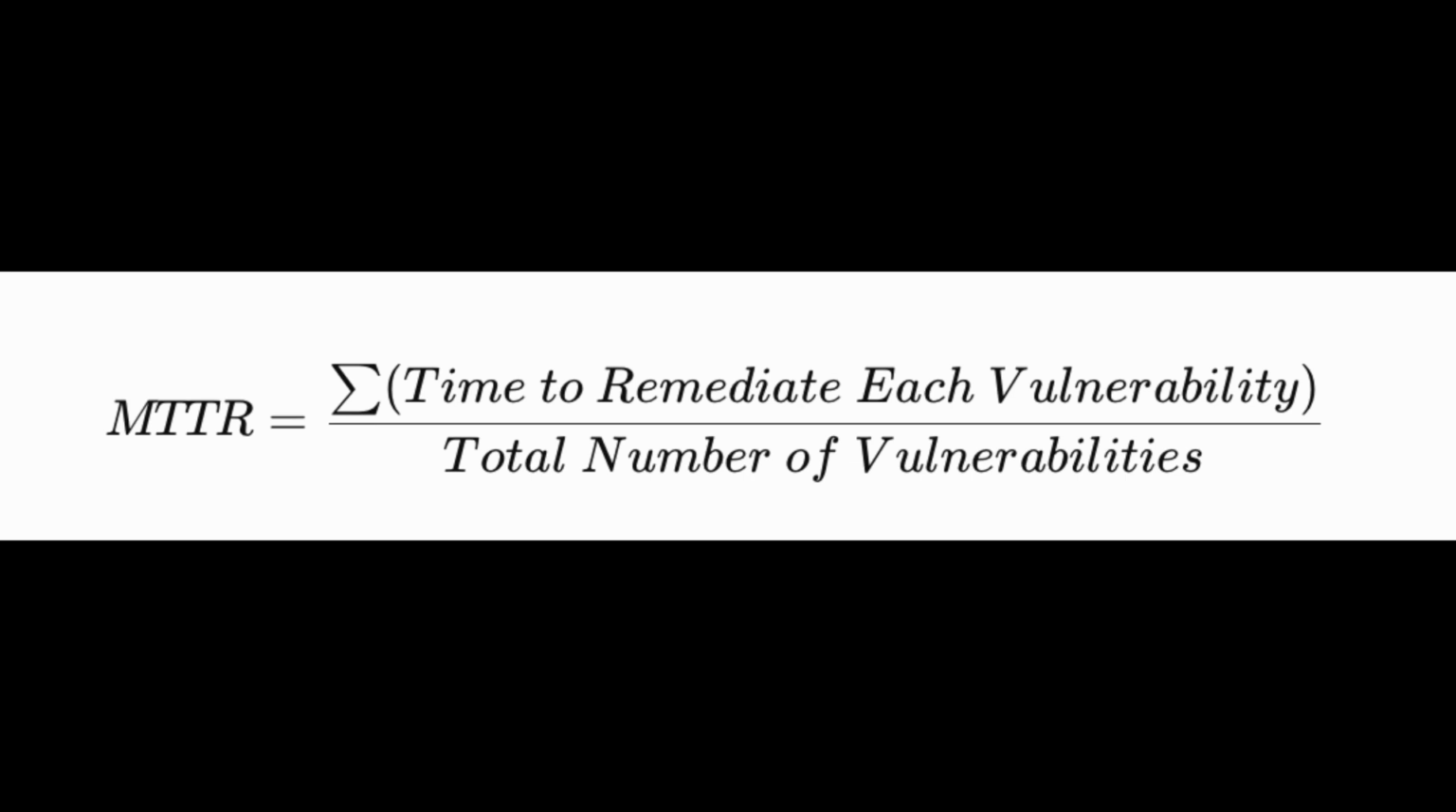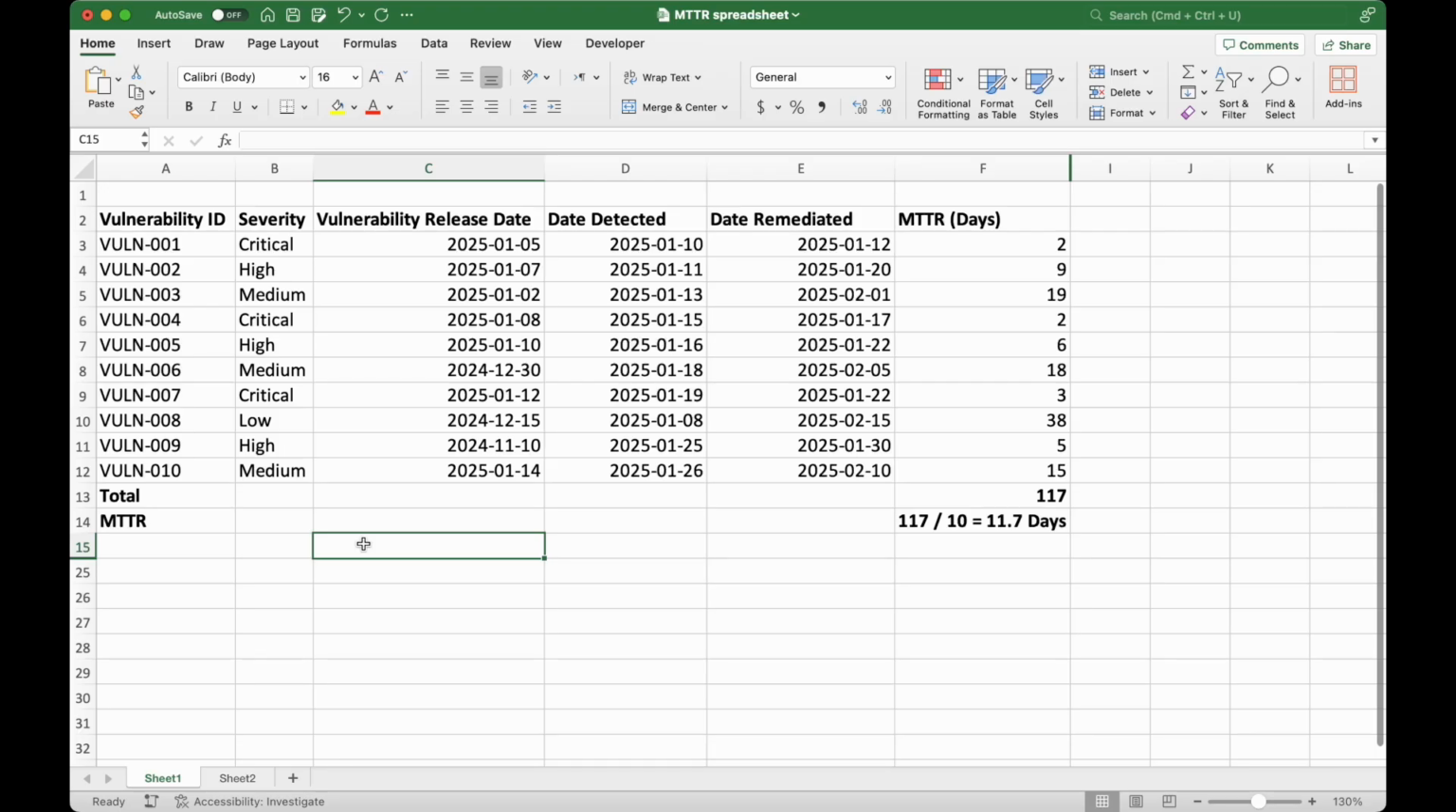Let's see some examples. Now here you can see my spreadsheet. What I've got is 10 vulnerabilities that I've just created up here for us. I've got severities listed off for us. I have the vulnerability release date. I've got date detected and date remediated. And then in the last column, what you can see is the number of days for the MTTR calculation.